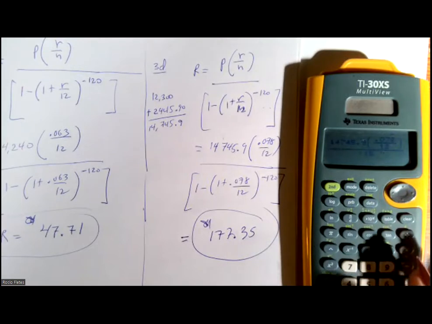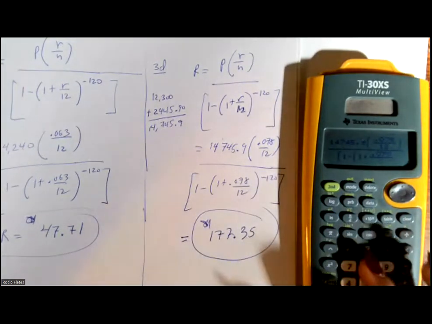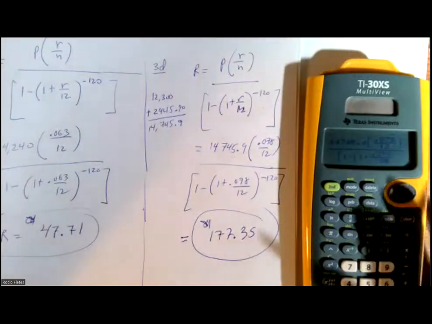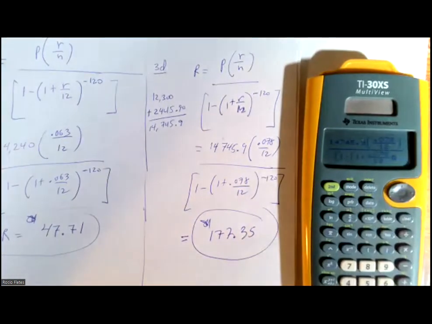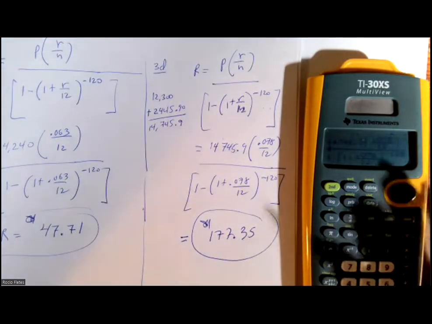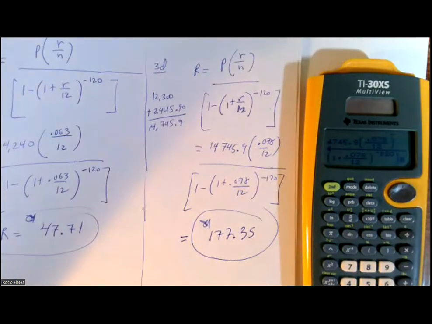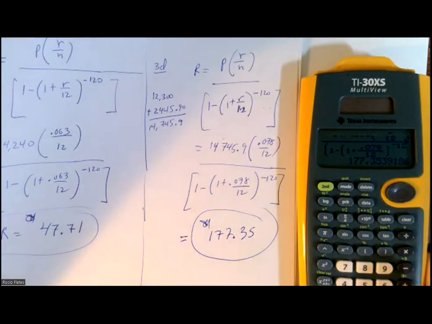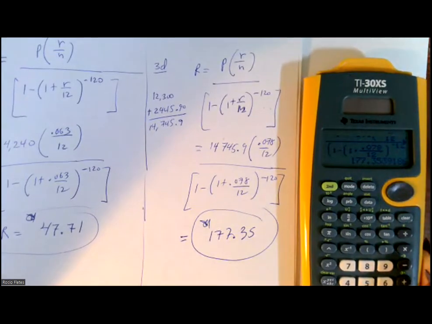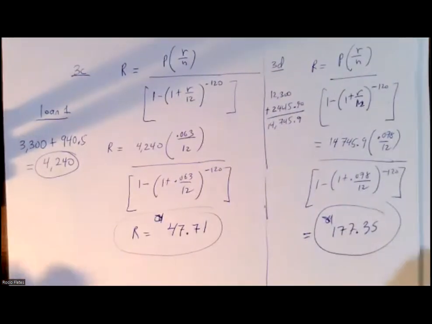then we go 1 minus, parentheses again, 1 plus, fraction, 0.078, and then 12, exit the parentheses, put parentheses again, raise it to the negative 120, sorry, and then we close parentheses, and then we get 177.35, right? 177.35. So that's the payment for the second loan.